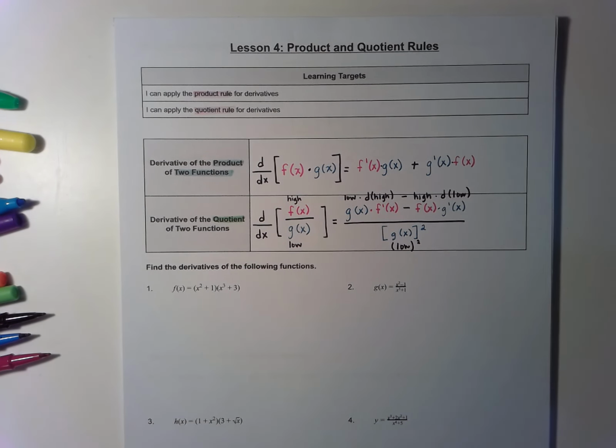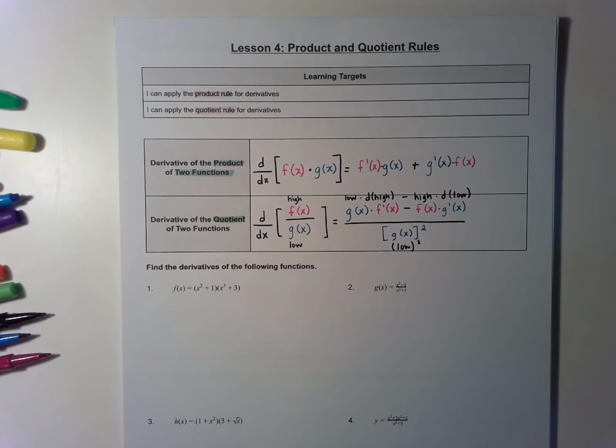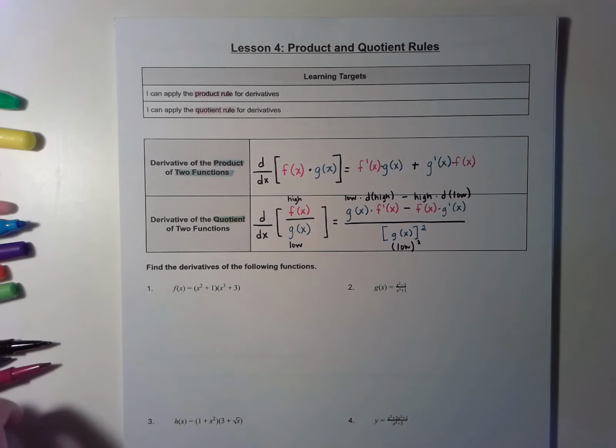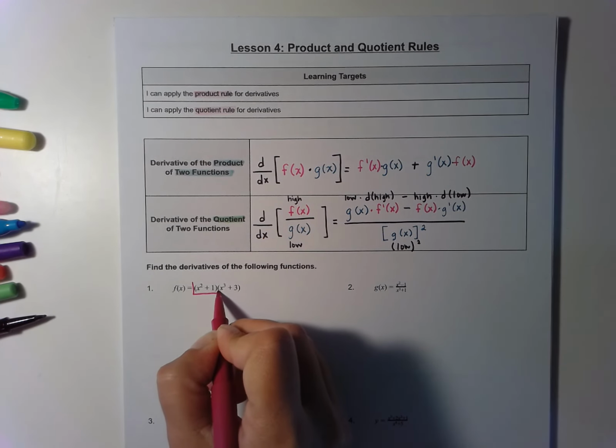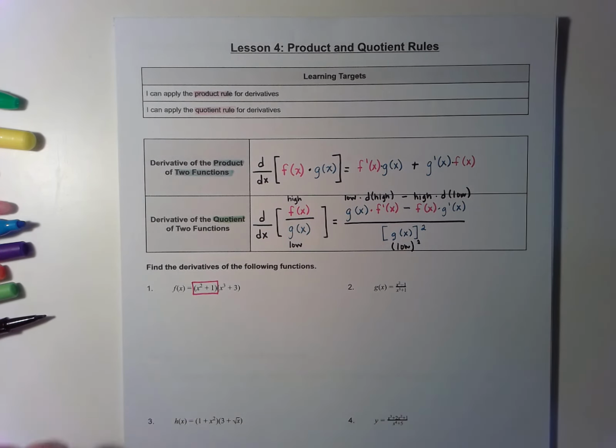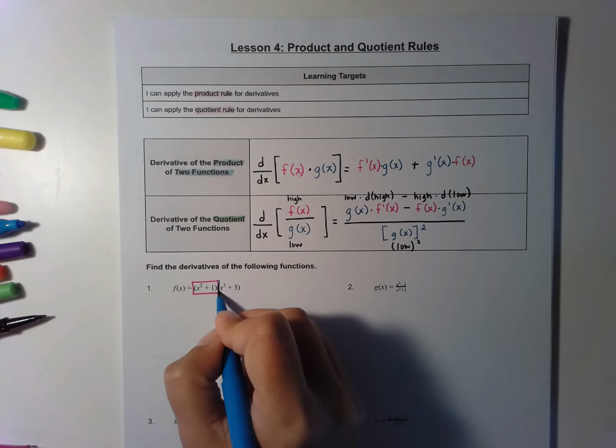So let's talk about problem 1 here. The first thing we need to notice in problem 1 is that this is the product of two functions. And the reason it's the product of two functions is that we have the function x squared plus 1, and then we are multiplying by the function x cubed plus 3.